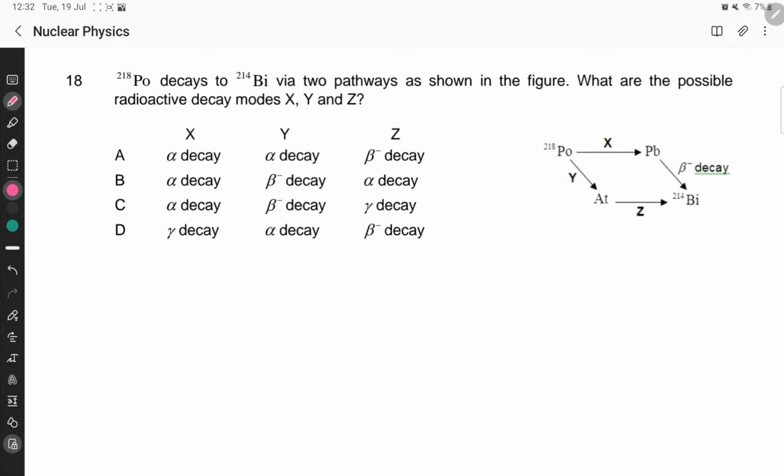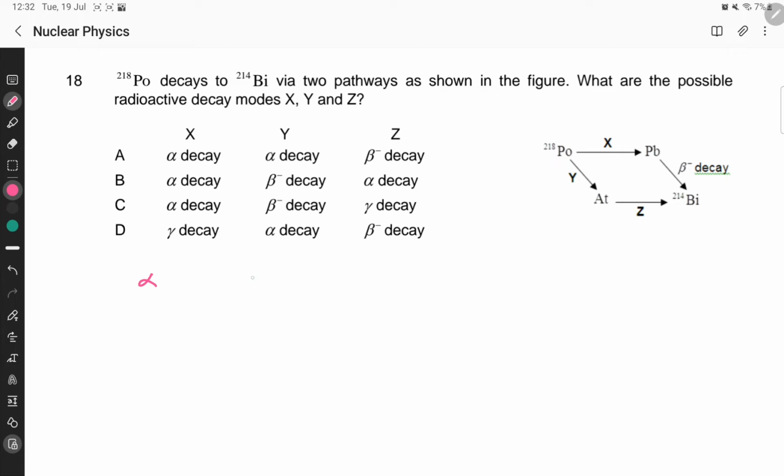Okay, for questions like this, whereby we have the start state undergoing a few decays to turn into an end state nuclide, and you're supposed to deduce the decays that have taken place, you must first understand quite clearly what the effects of each individual type of decay are. So let's look at alpha decay first.